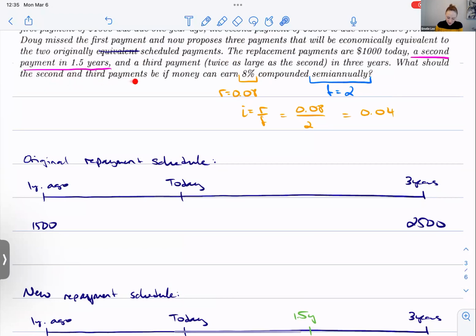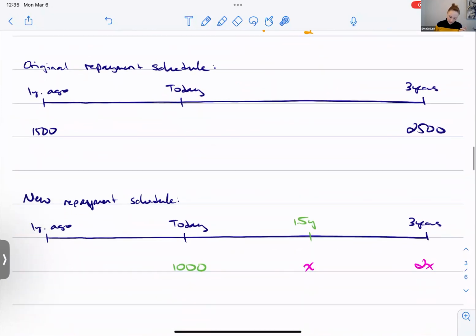What should the second and third payments be if money can earn 8% compounded semi-annually? All right, so what we need to do first is pick a date where we can draw all this money to. It doesn't actually matter which date. You'll find that X works out to be the same, although there is kind of a trick to it.